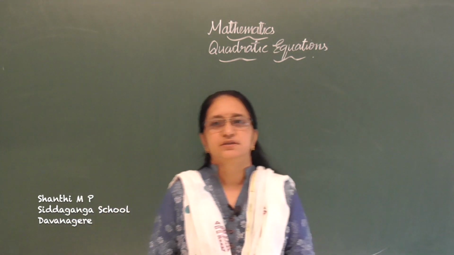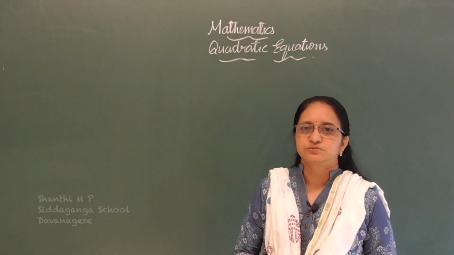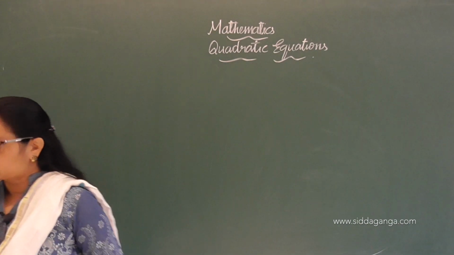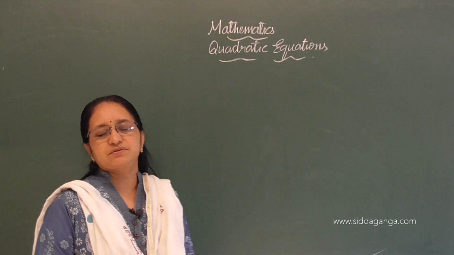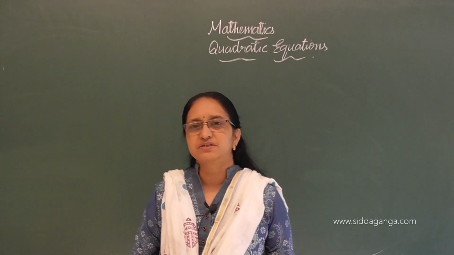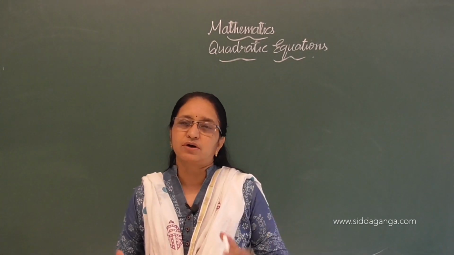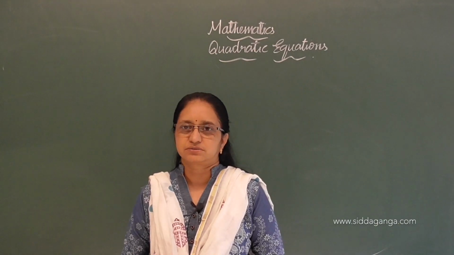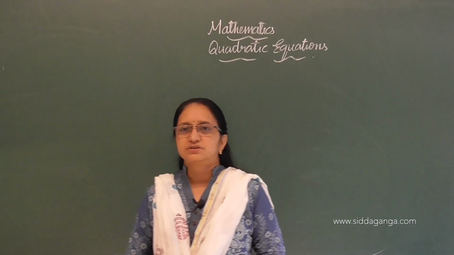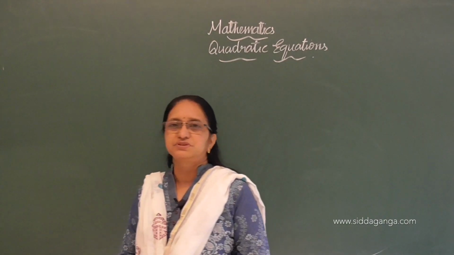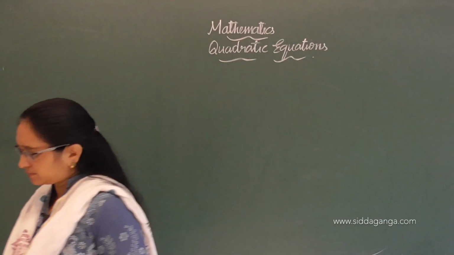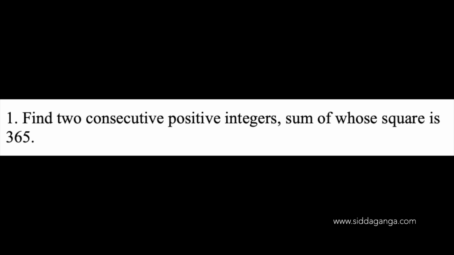Hello students, so today let us continue with exercise 4.2, that is application level questions. In the previous class you saw how to solve the quadratic equation by using factorization. Now let us try to solve 3 problems which are given in your textbook. First one: find two consecutive positive integers, sum of whose squares is 365.